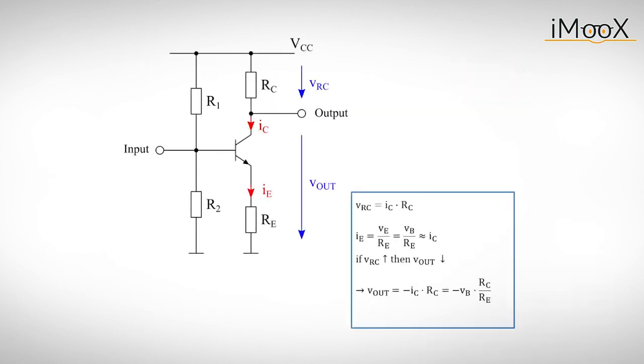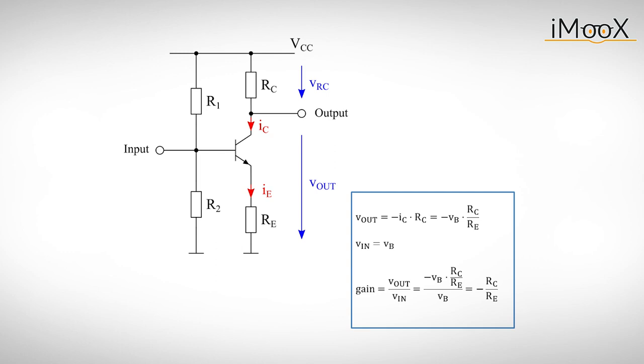If we look at the output voltage, we can see that the rise in IC causes an increasing voltage drop at the resistor RC, and therefore a decreasing voltage at the output. So we can write V out is minus IC times RC. Or if we insert the formula above, we get V out is minus VB times RC divided by RE.